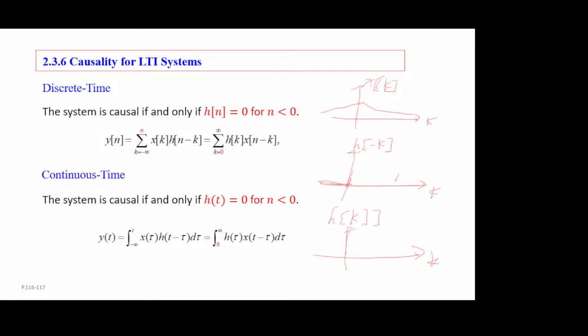So for h of minus k, our y should only depend on the previous x. I got this the other way around. So our y should only depend on negative x, on previous x. So your h of minus k should only have value for k less than 0, and it should be 0 elsewhere. And when you invert back, your h of k should only have values for positive k.